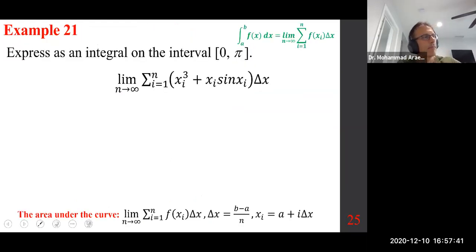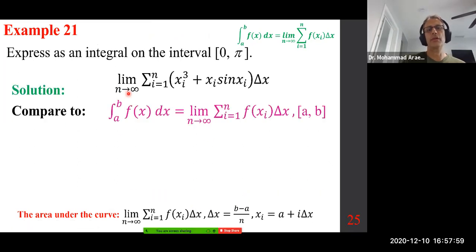All right. So we want to look at this example. And it is simply done by comparing, by inspection. Okay, class? So what do you compare it to? This. The fundamental theorem of calculus, the integral of a to b f of x dx is the limit of this Riemann sum.